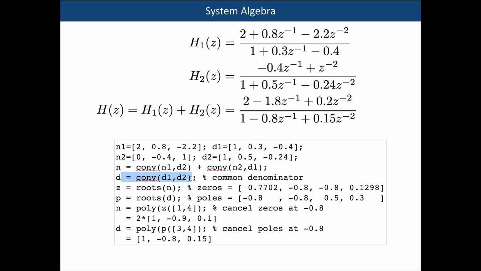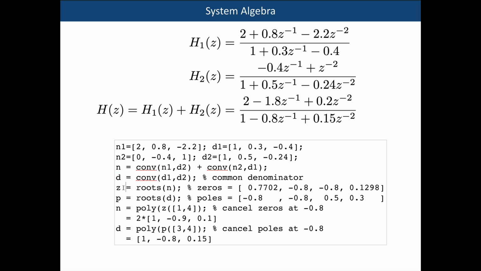I'm just convolving the two denominators together. But then in the process of finding a common denominator, we multiply the numerator of H1 by the denominator of H2, and the numerator of H2 by the denominator of H1. And so we would do those multiplications of those polynomials, and then we could add those things together. The nice thing is, even if you enter the polynomials incorrectly, MATLAB is not going to make any mistakes when it does its convolutions. So this would give us the final answer for the numerator polynomial of the combined system.